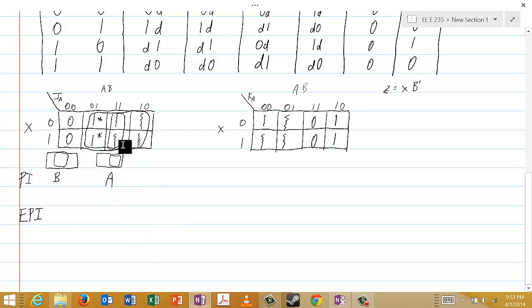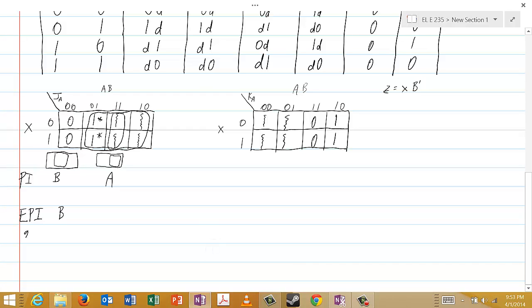Clearly, these 2 one-cells are not essential. They couldn't possibly be because they are shared by 2 prime implicants. Now, these 2 one-cells, if these were ordinary ones, would be essential because they are contained only within this prime implicant. However, remember, these are don't care conditions, and don't care conditions can never be essential. Therefore, the only essential one-cells are these 2, and both of those are in the same prime implicant, namely B. So B is the only essential prime implicant.